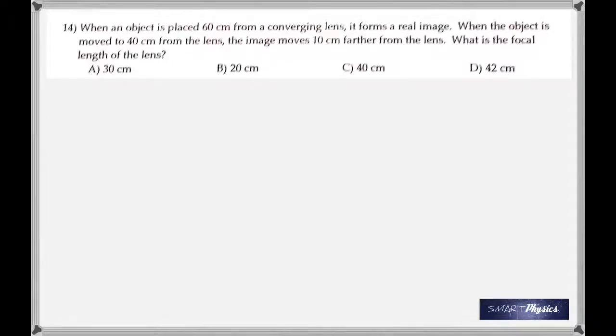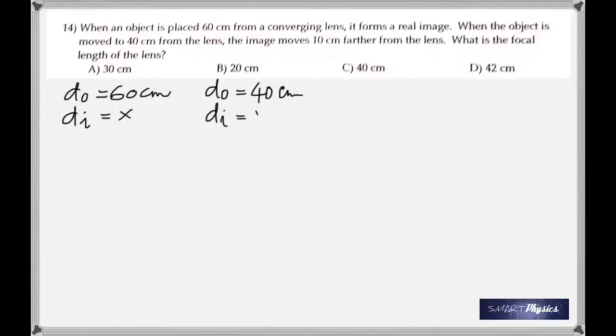Here an object is placed 60 centimeter from a converging lens. Then the object is moved 40 centimeter from the lens. Actually, the object is moved closer to the lens, because that's when the image will move further away. So you have two cases, and in the first case take DI as x, second case it's x plus 10, because it moved away. And we get to find the focal length using product by sum.